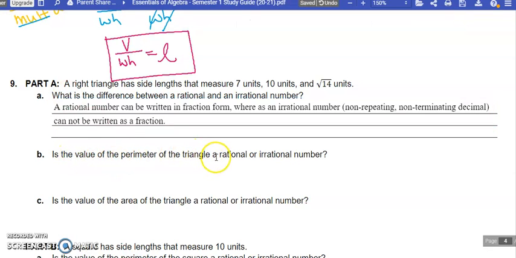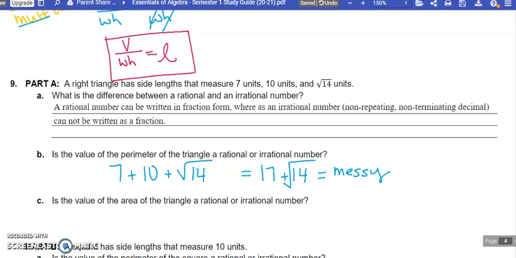Letter B, is the value of the perimeter of the triangle rational or irrational? Well, remember perimeter is your distance around a figure. So if you just had a right triangle, your perimeter would be the distance all the way around it. So you would add the 7 side, the 10 side, and the square root of 14 side. And this could reduce to 17 plus the square root of 14, and then of course we could use our calculator and simplify this to a messy decimal. And what I mean by messy decimal is it's not going to be terminating, it's not going to be repeating, so we know that it is irrational.